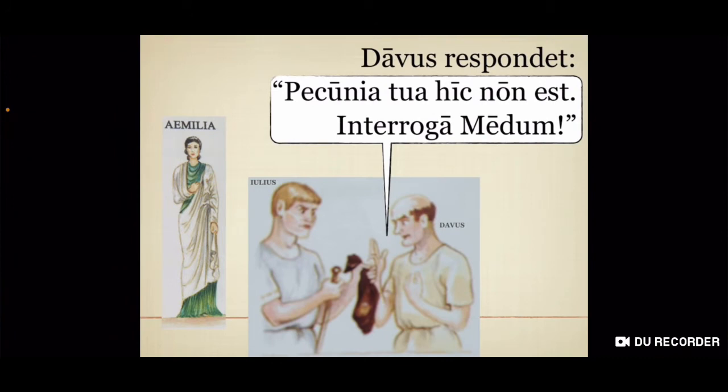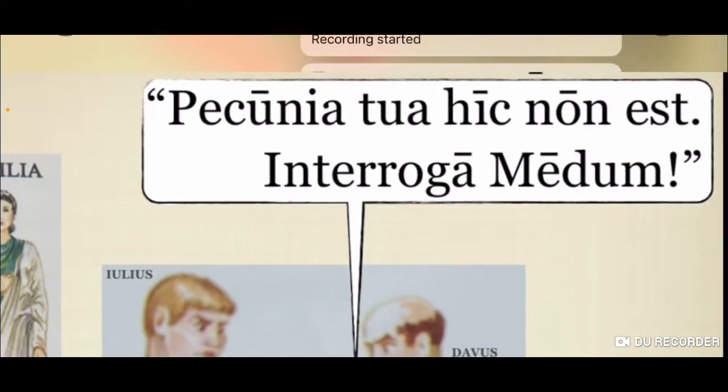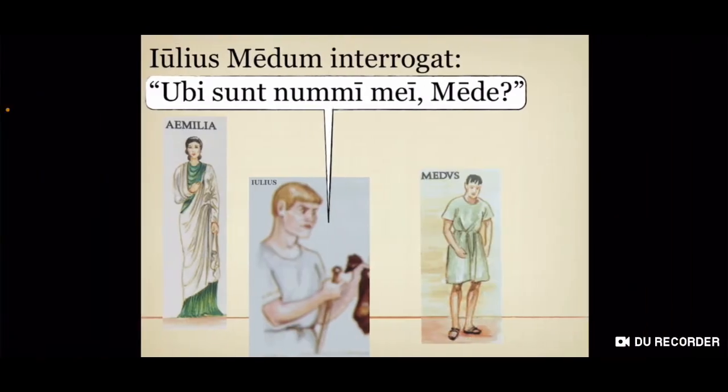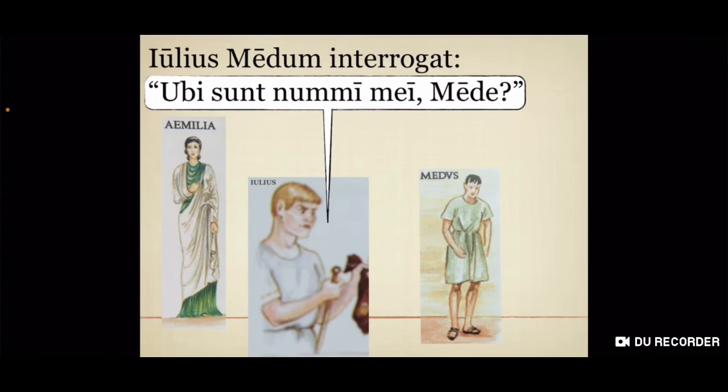Davus responded. Davus responds. Pecunia tua hic non est. Interroga Medum. Your money is not here. Ask Medus. Iulius Medum interrogat. Julius asks Medus. Ubi sunt nummi mei, Medi? He said, where is my money, Medus?